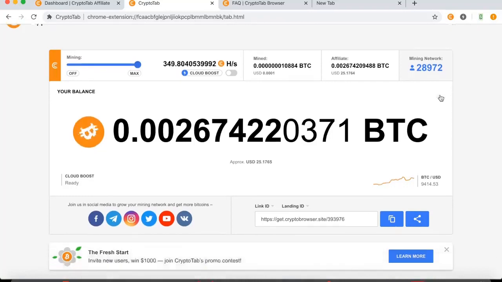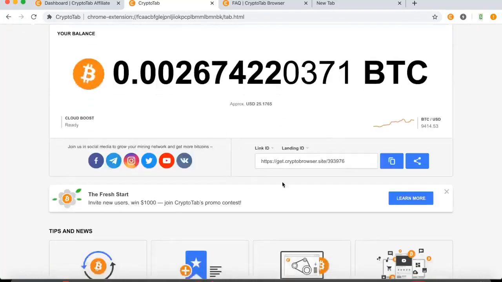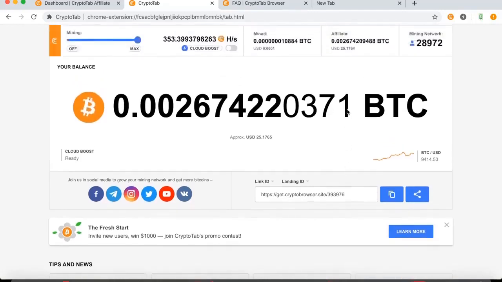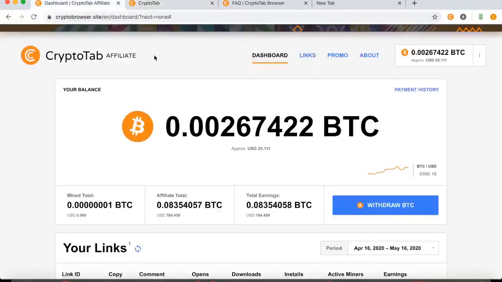And the way to do that is you just have to copy this link that they give you here, and this link is a personalized referral link. So if people click on it and sign up under this link, then you're going to earn a certain amount that the other person that signs up under you earns.